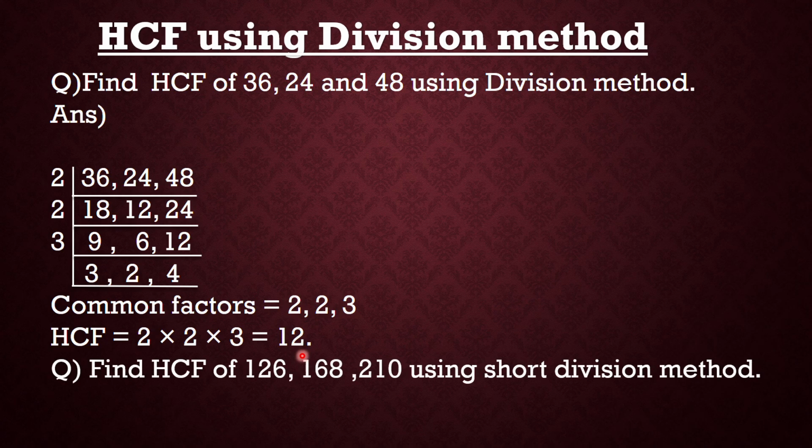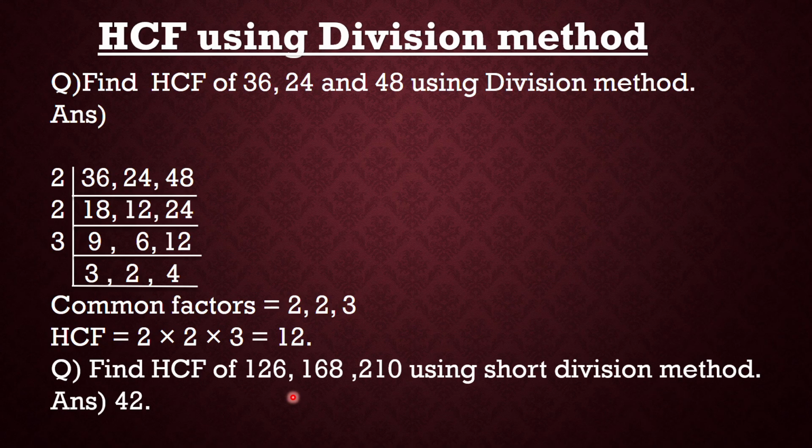Now you can find the HCF of 126, 168 and 210 using the short division method. Make sure you use the same rule: all 3 numbers must be divided by one number. You have to take a prime number, and only then can you go further. Okay, please do remember. If you are getting the answer 42, yes, you are perfect in doing the short division method. Okay, all the very best.